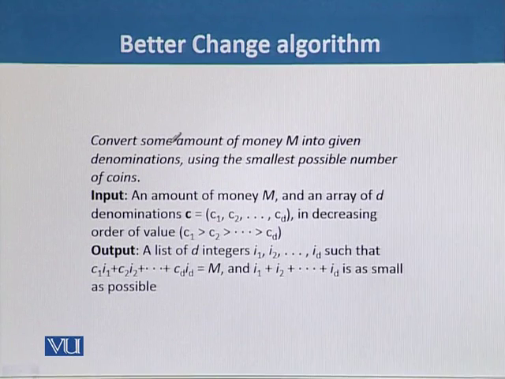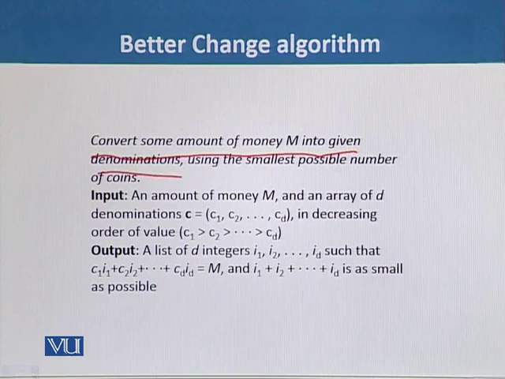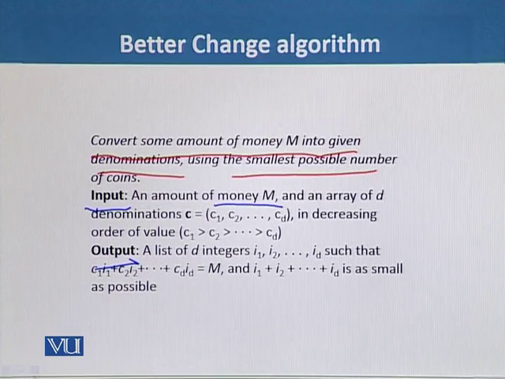In this case, we will convert some amount of money M into given denominations by using the smallest possible number of coins. Again, because it's an algorithm, we have two values, input and output. The input will be the amount of money M that will be returned by the cashier, and we will use an array D. D means denominations, and it will be an array of C1, C2, up to CD. These C's basically represent the coins.